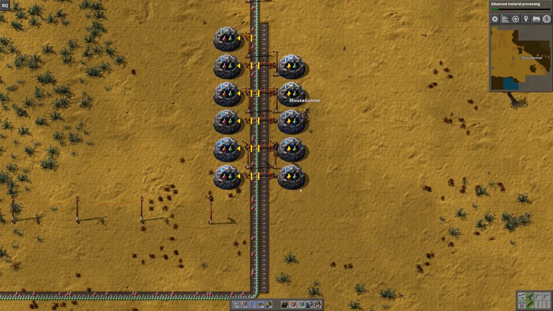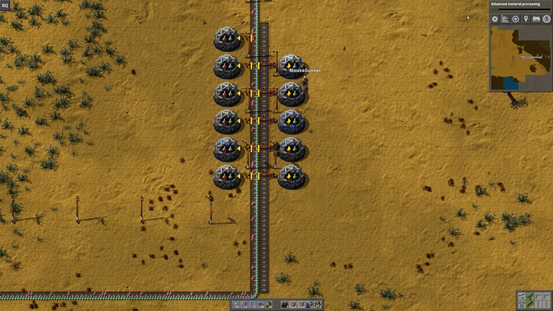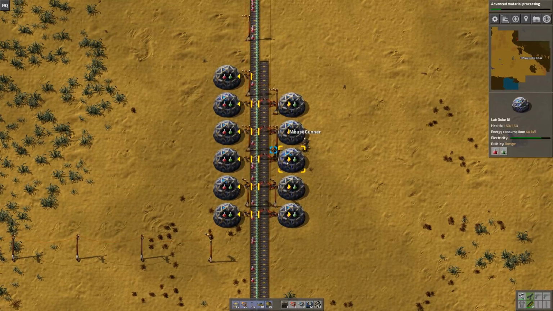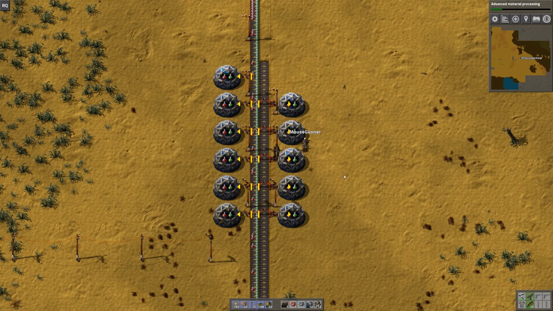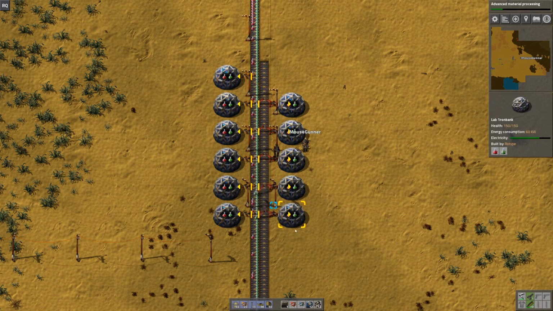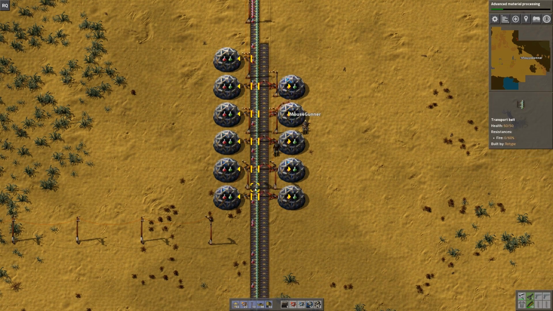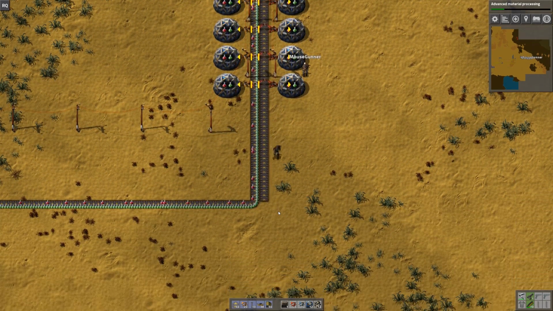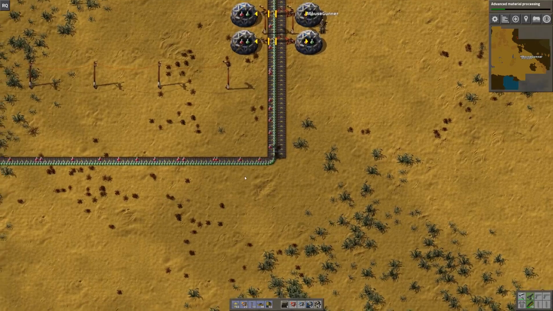Yeah, so basically what happens is whatever research you've chosen, for example, we're using advanced material processing as the picked research right now, that requires red and green. And they will just pick up what they need. If the next thing we pick after this is done only requires red, then they'll just pick up red and the green will sit on the belt. So they'll just pick up exactly whatever they need for whatever research is selected.